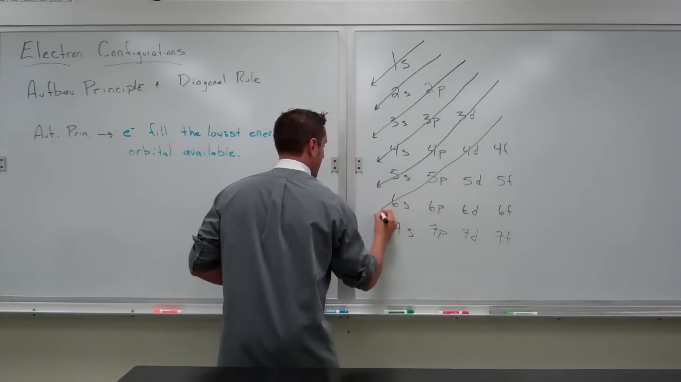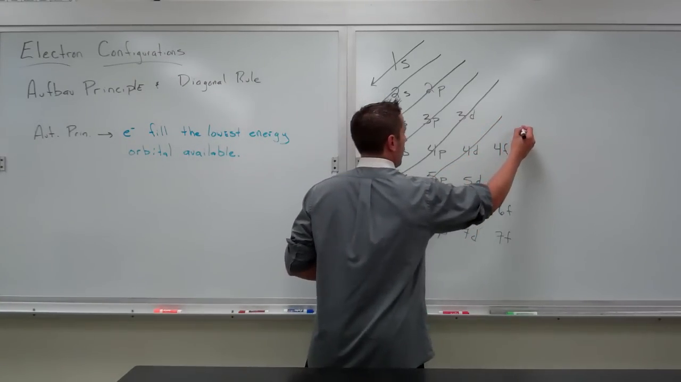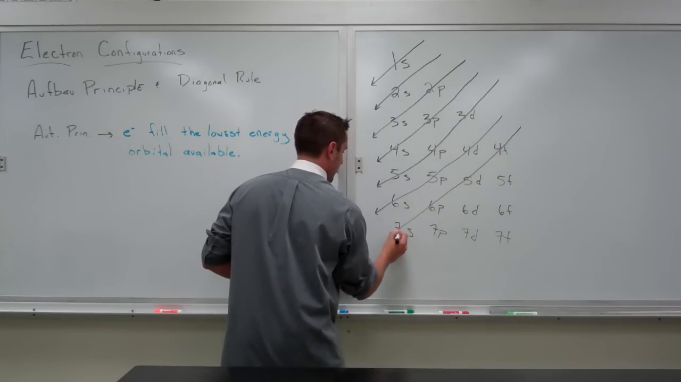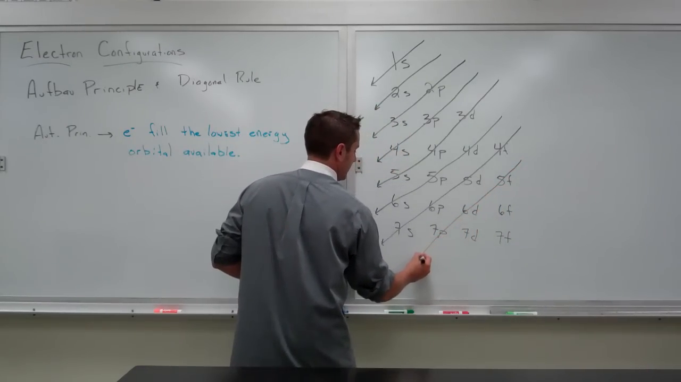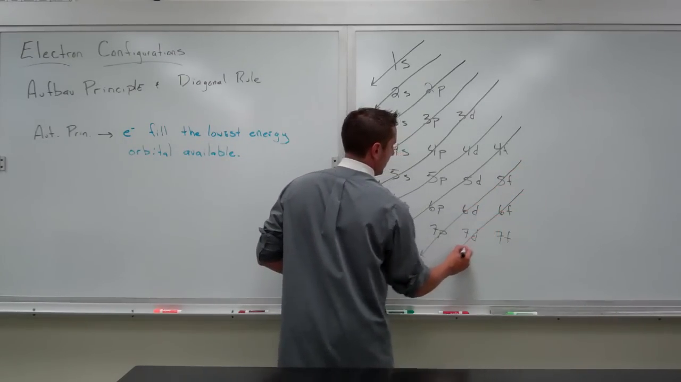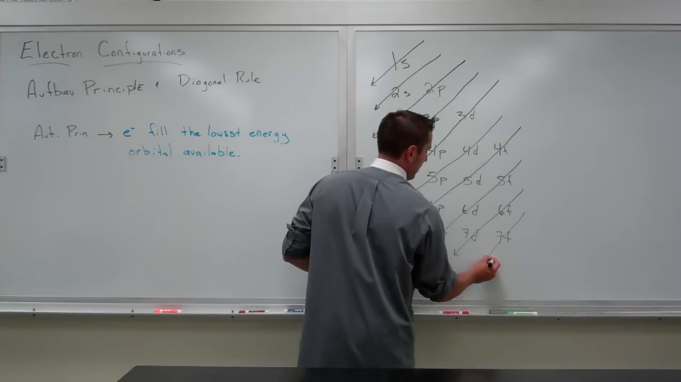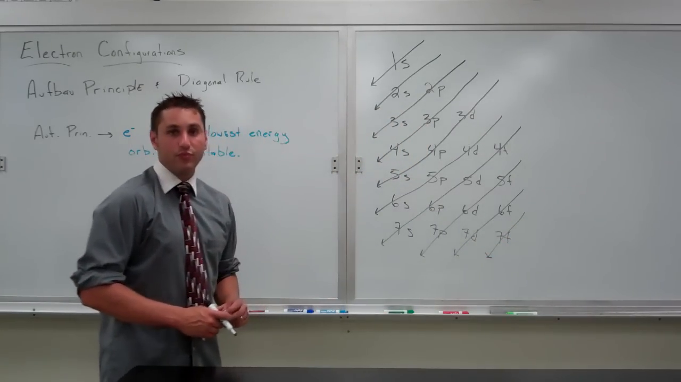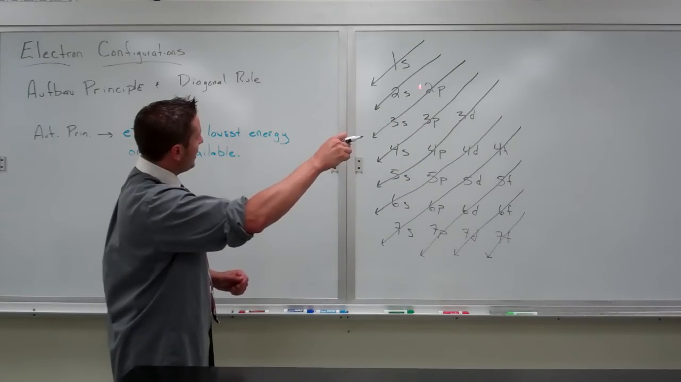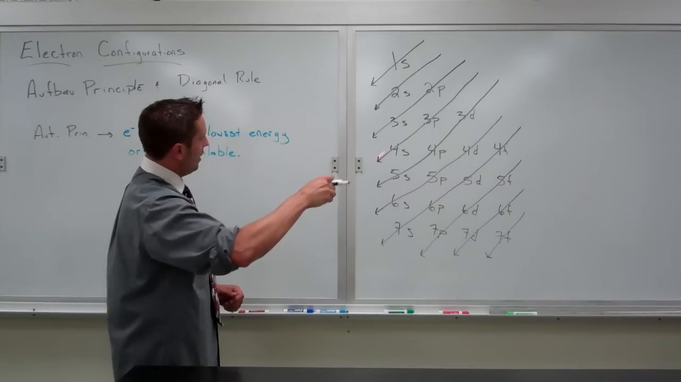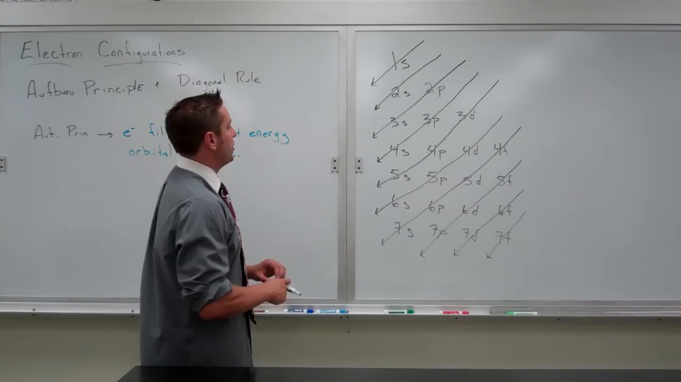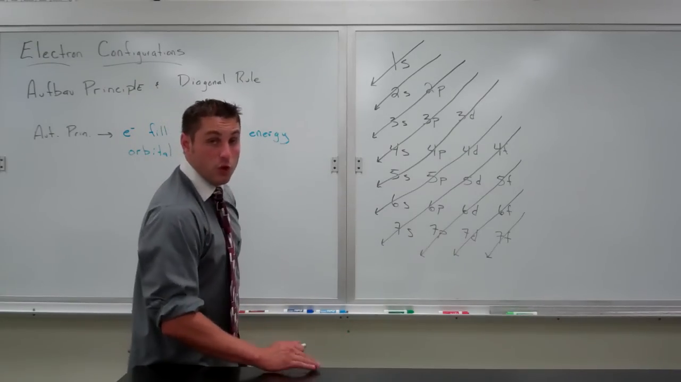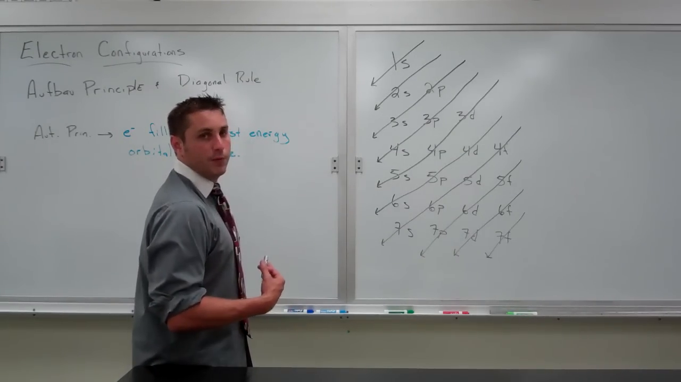4d, 5p, 6s. 4f, 5d, 6p, 7s. 5f, 6d, 7p, 6f, 7d, and lastly, the 7f. Notice we are filling these diagonally, hence the name diagonal rule. And a couple highlights that I want you to see. Notice there are a few exceptions where they don't fill numerically.